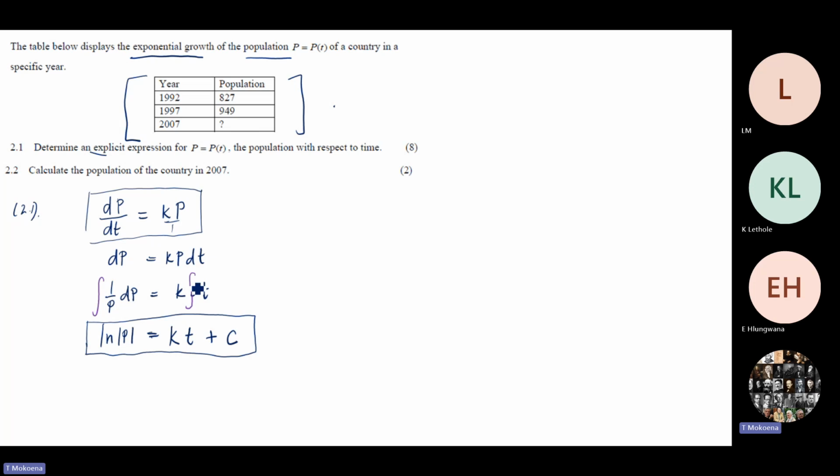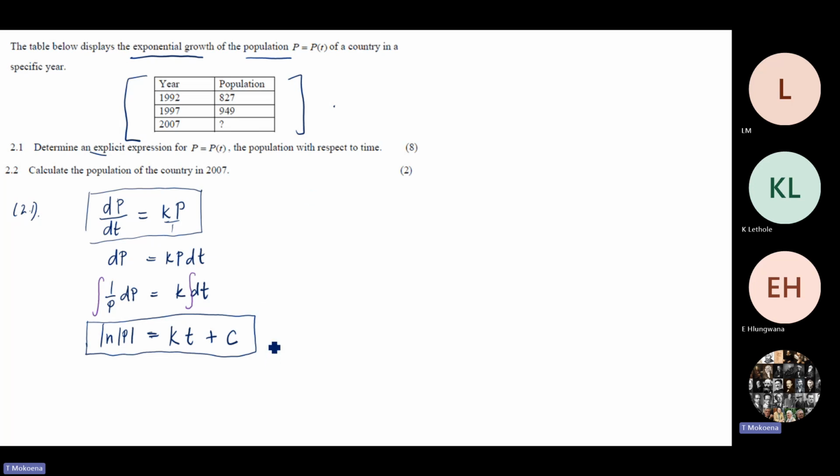So I was saying this thing over here, dp dt equals kp, is the first order differential equation. And this thing over here is our general solution. This is what you did as a technique, right? But we are given the conditions. So how are we going to use these conditions to determine the particular or the specific solution?